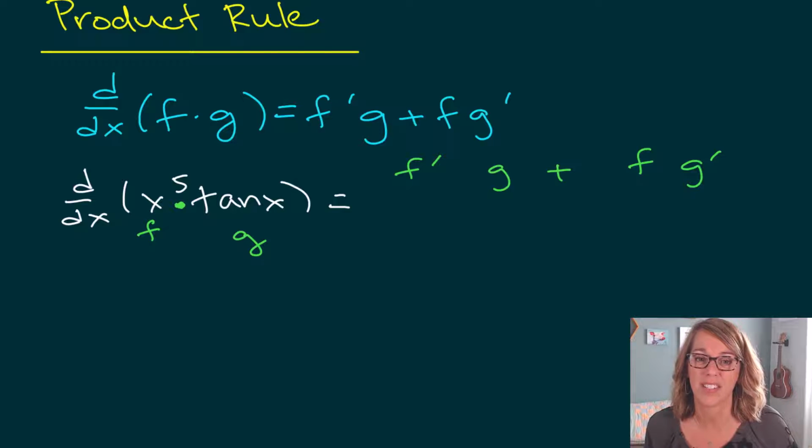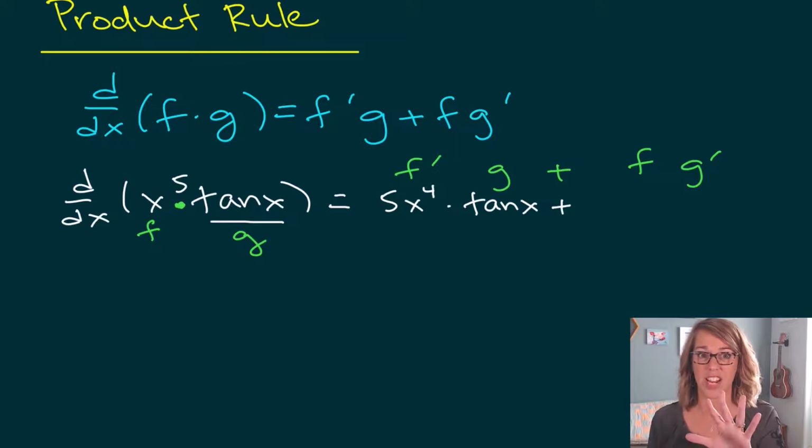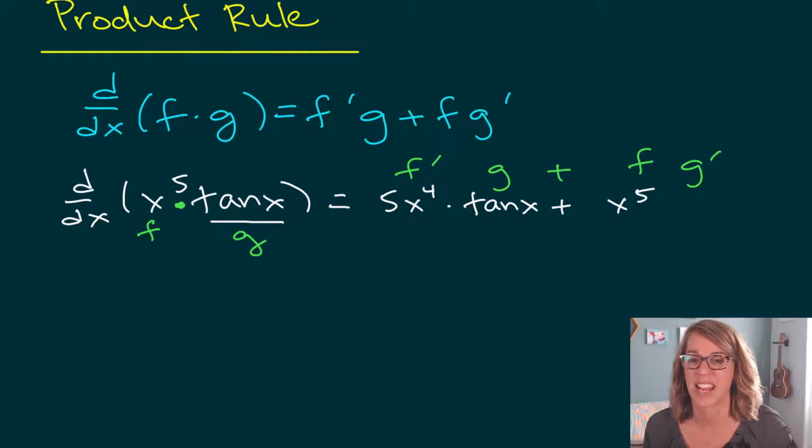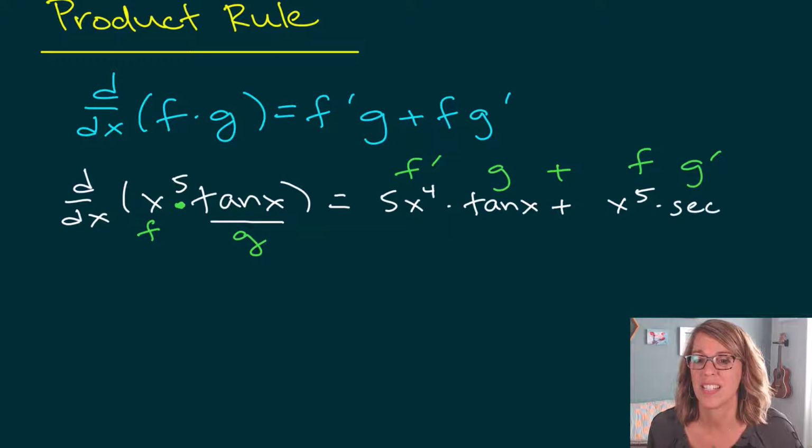The derivative of x to the 5th is 5x to the 4th. Now I'm just going to multiply it times g. G is tangent of x. Now the plus sign. Now I go back to f without any changes. So this is going to be x to the 5th. Now I take the derivative of tangent. Its derivative is secant squared x. And this is our answer.